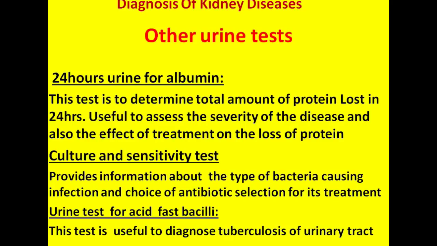Other urine tests that we do are a 24-hour urine for albumin, to see the quantity of protein that is lost. Culture and sensitivity is done to see which bacteria is affecting the urinary tract and to select the suitable antibiotic. We also do urine tests to look for tuberculosis, certain parasites, certain fungus, and also virus.